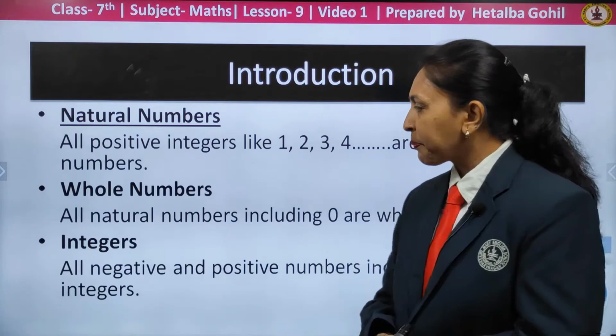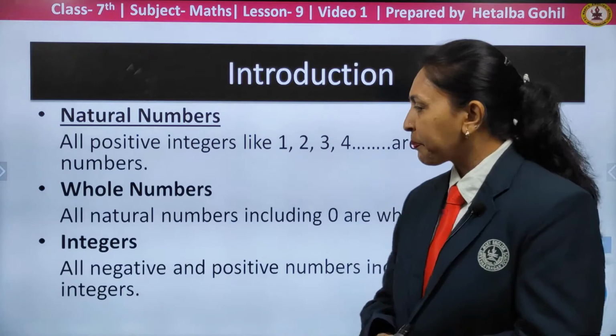Now the main topic here, the rational number, children. Rational numbers are the numbers that can be expressed in the form p by q. P by q, that means here children, we have a numerator and a denominator, where p and q are integers and q, that means the denominator, should not be equal to 0. Necessarily this format p by q has to be followed, wherein p and q should necessarily be integers and q should not be equal to 0.